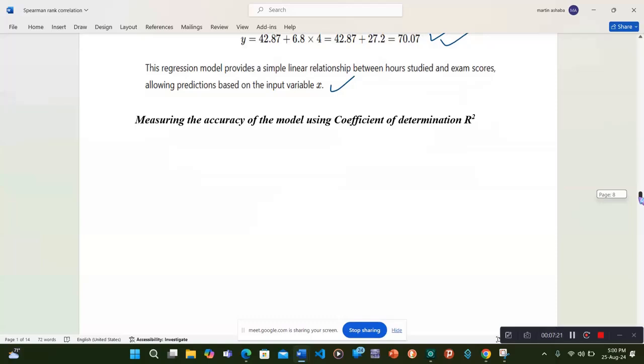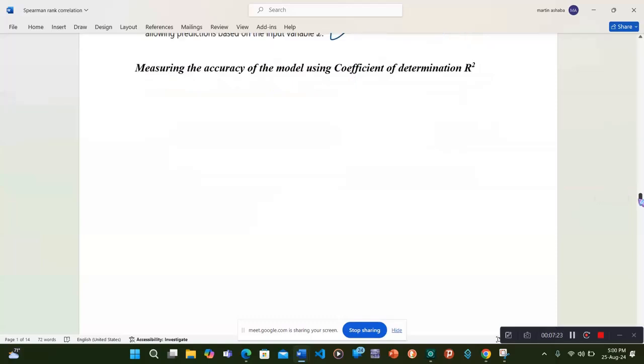Before we entertain questions, let's look at measuring the accuracy of this model. We measure the accuracy of this model by using the coefficient of determination.